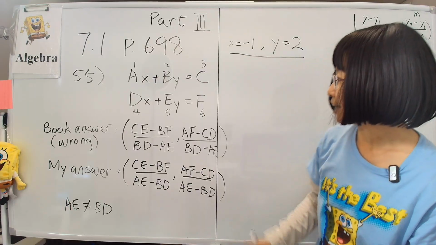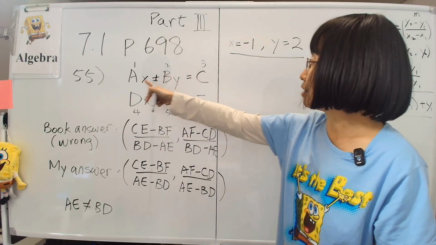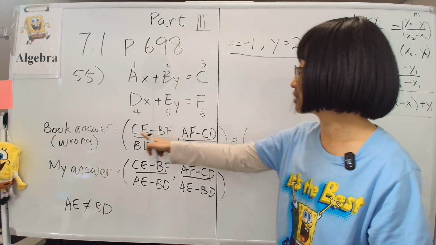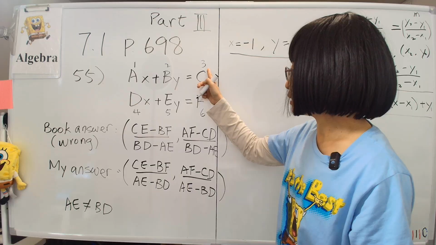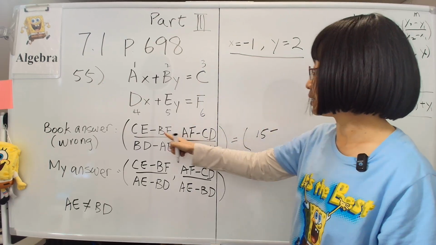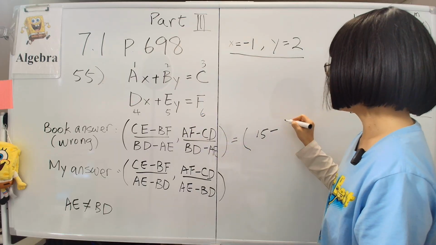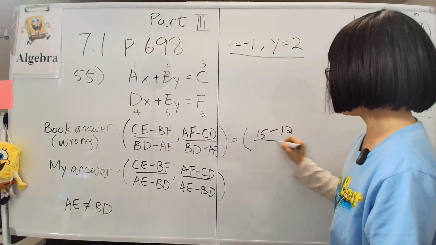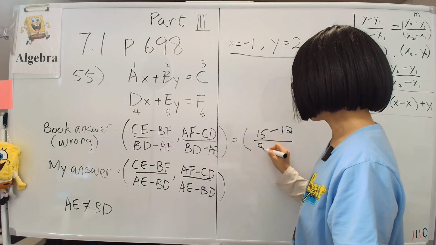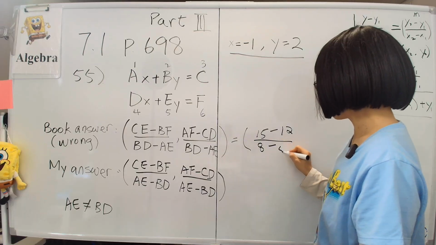And so knowing that, let's figure out what this is. The book answer says CE, 3 times 5, that's 15, minus BF, 2 times 6 is 12. And then BD, that's 2 times 4 is 8, minus AE, that's 5.